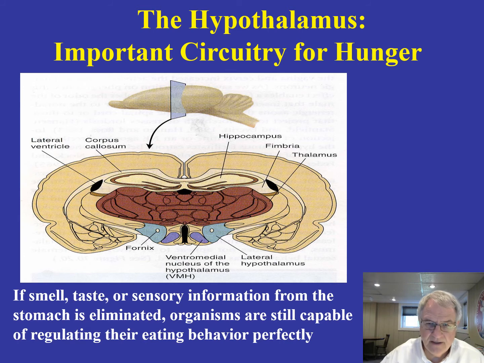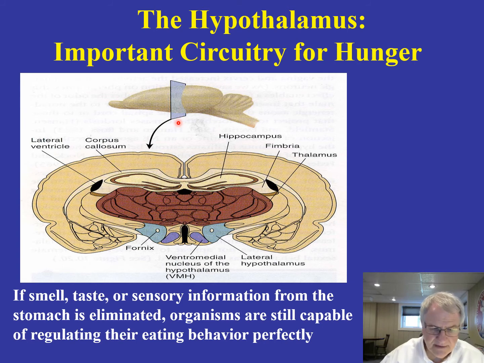This area of the brain, the hypothalamus that you see here, is where the brain slice is taken. This is about where it's taken. In this case, this is a rat brain.